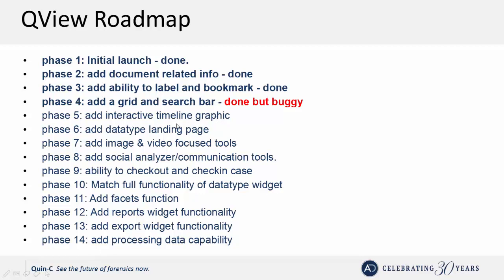And they range from just adding graphics and more interactive tools all the way up to facets and report widgets and ultimately processing data. And at this point, once we finish phase 14, you really will have a mini, I call it mini, though it is going to be fairly expansive, mini FTK that is fundamentally integrated with Quincy. So it would be like being able to open up FTK and Quincy at the same time, click in Quincy, and have FTK immediately react.